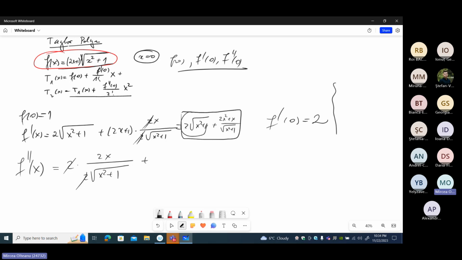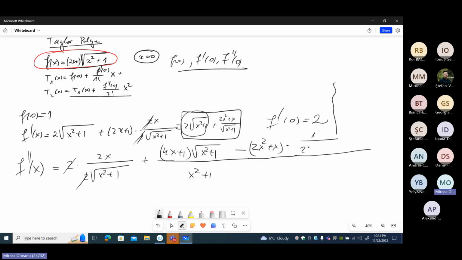This was the derivative of this term, plus the derivative of this ratio. You can do it in two ways, as a ratio or as a product, if you prefer to compute this one as a power. Okay, let's do it as a ratio, as it is written here. So the denominator is x squared plus 1, and above we have 4x plus 1 times root of x squared plus 1, minus (2 squared plus x) times 1 over 2 root of x squared plus 1 times 2x.